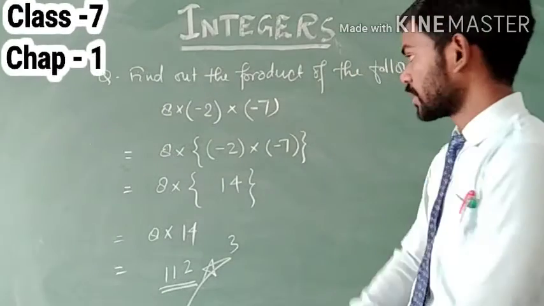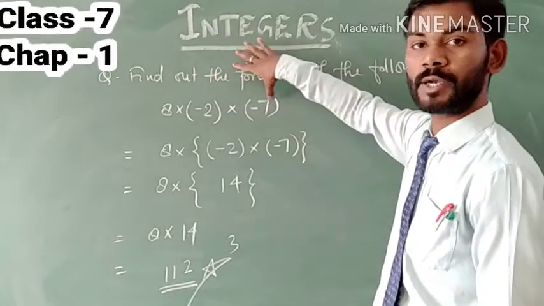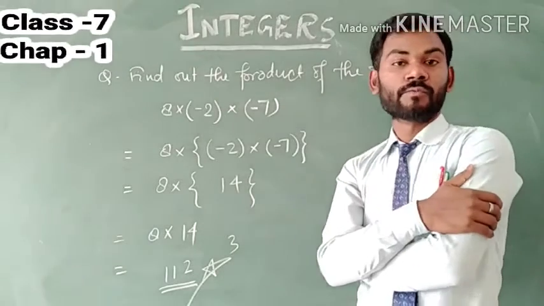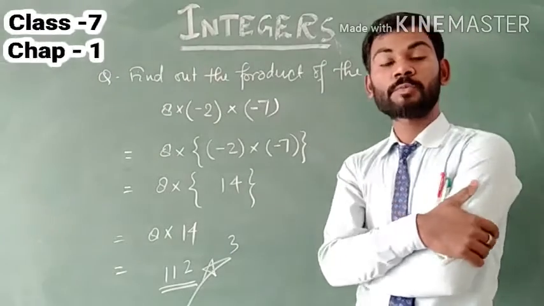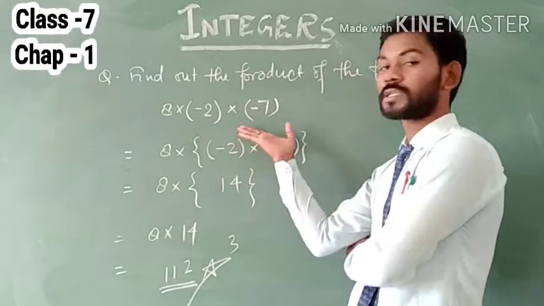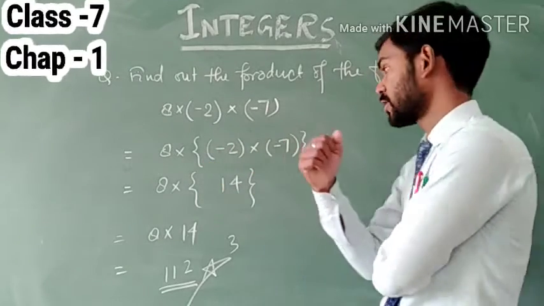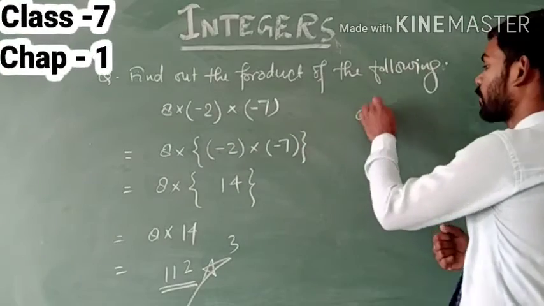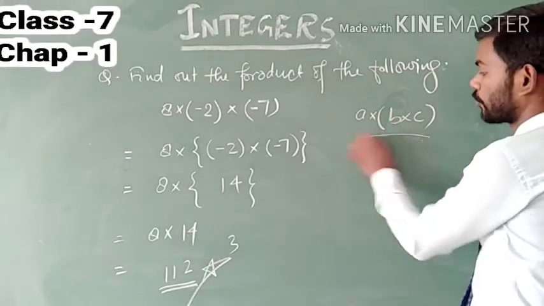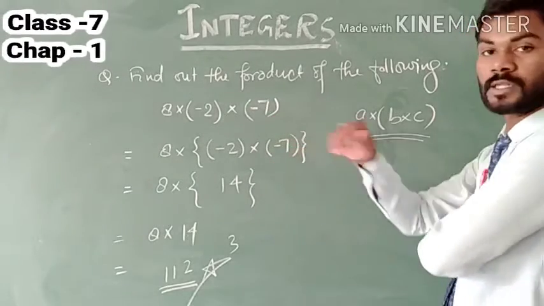Let's see this again. The given question is 8 multiplied by minus 2 multiplied by minus 7. Here, three integers are taken together. We know that in order to prove the associative property, we need at least three integers. So here, three integers are given, and we can use the property of associativity. In the associative property, we write the integers in the form a multiplied by b multiplied by c. So we use this property here. We can write these three integers in this form.